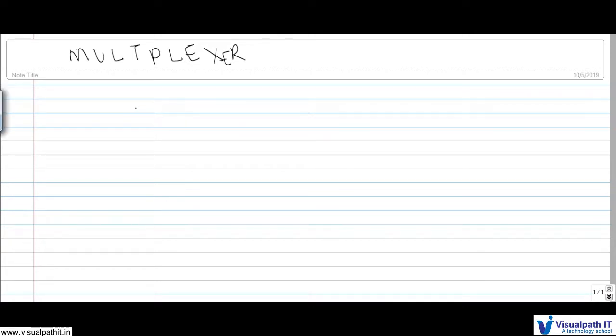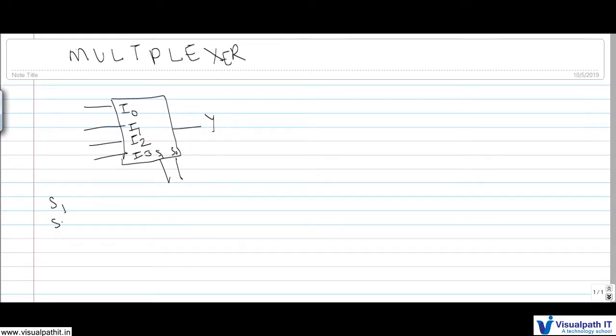If I draw a typical block diagram of a multiplexer circuit, it has multiple inputs. Let's assume we have 4 inputs: I0, I1, I2 and I3, selection lines S0, S1, and one output. So this is a multiplexer circuit. Now the question that will arise is what S1 and S0 stand for, and what their uses are. S1 and S0 are the selection lines.